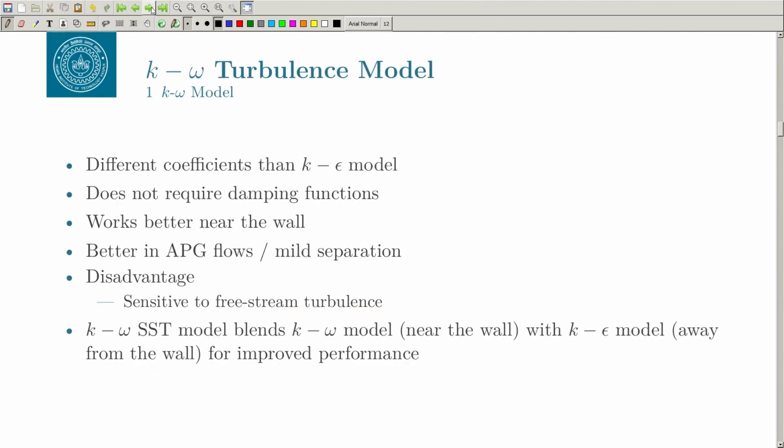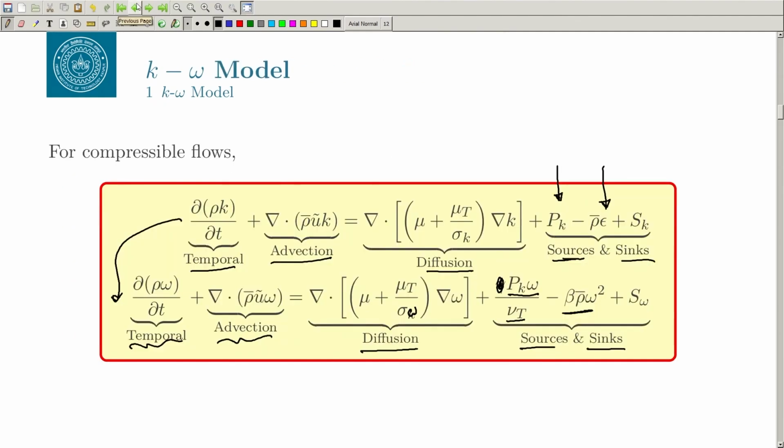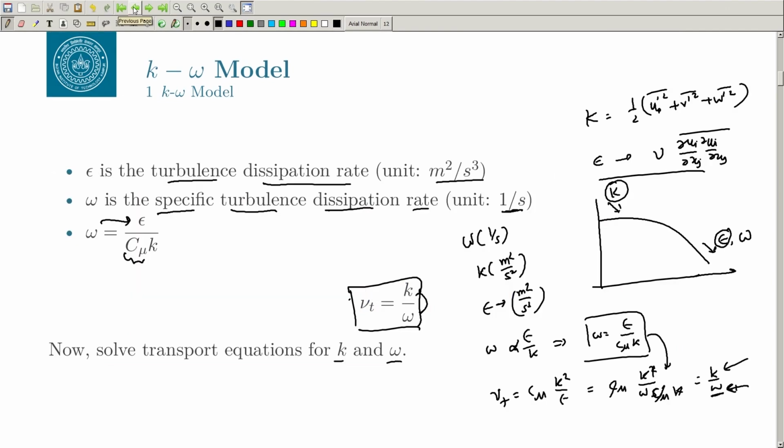So, what we note in this is that the coefficients we had earlier, C epsilon 1 and C epsilon 2 in the dissipation equation of the k-epsilon model, are now model coefficients like beta and sigma omega. There is a certain difference between the epsilon equation and the omega equation. It is not that if you put omega equal to epsilon by mu k, you will get the omega equation. That is not the case. There are certain terms which are missing.